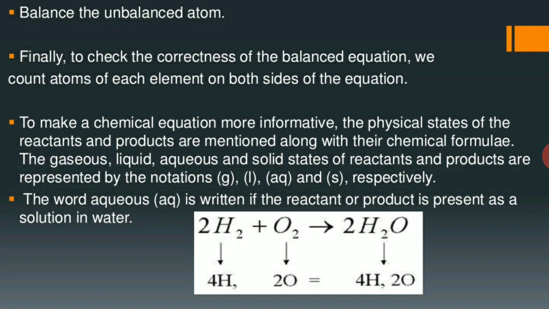What about oxygen? Oxygen also is balanced. Oxygen exists in molecular form on the LHS. That means O2 means 2 oxygen atoms. On the right side also, 2 oxygen atoms are there. So this equation is balanced.